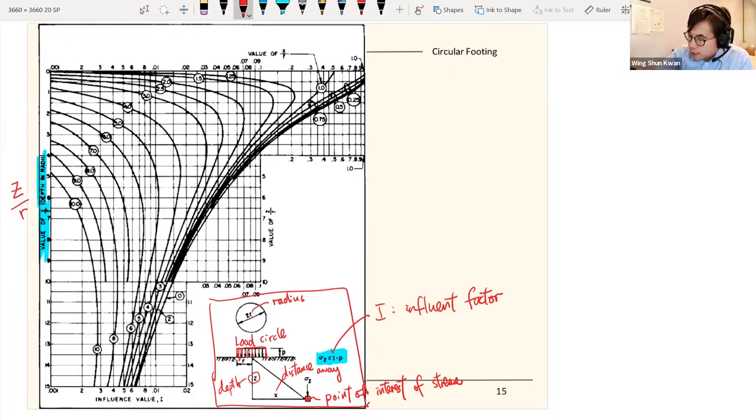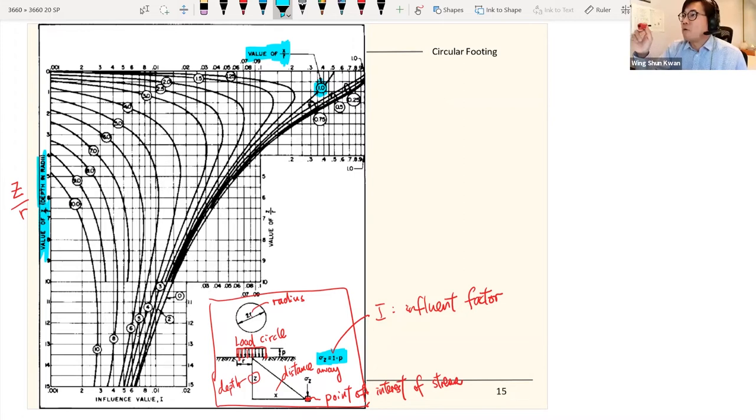The other one you need to know how to get is each of the contour lines. Each contour line is represented by a circle right there. Each line has its own circle, and the value inside the circle means X over R. And what is X again? X is the distance away from the center of the circular footing, and R is the radius. So everything is normalized by the radius of the circular footing.